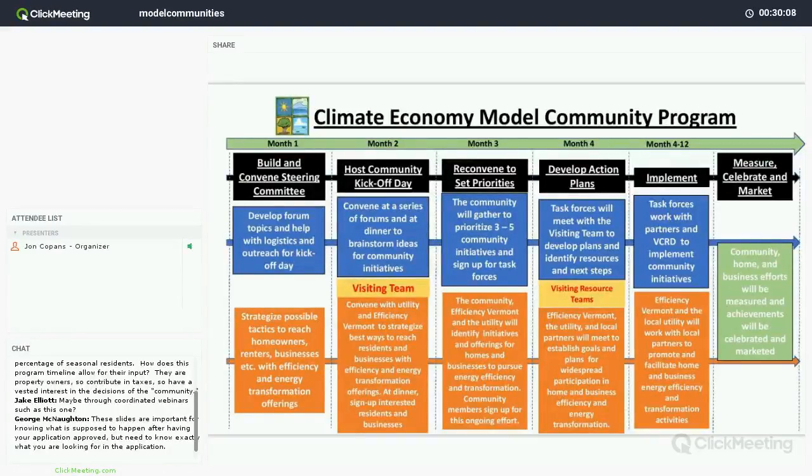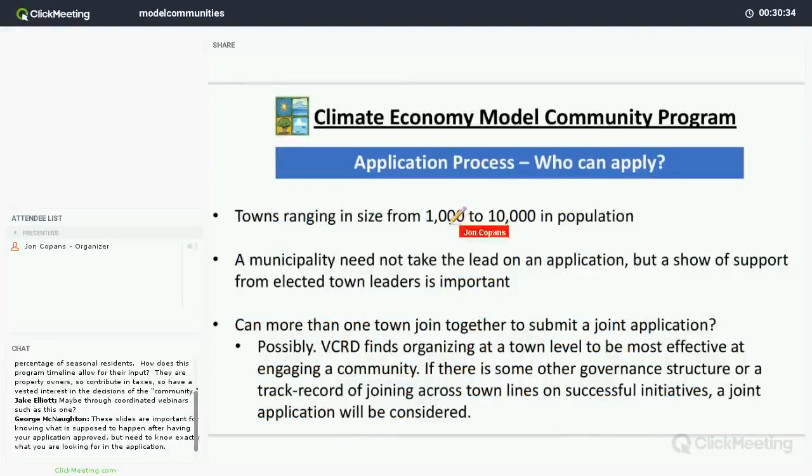So I see a few questions here. I'm going to hold on those and get through. I see one in particular that leads to the next slide, which is I want to talk a little bit about the application process. I think that's probably what most folks are interested in engaging with, and so let me go to that. Let me describe what the application process is.